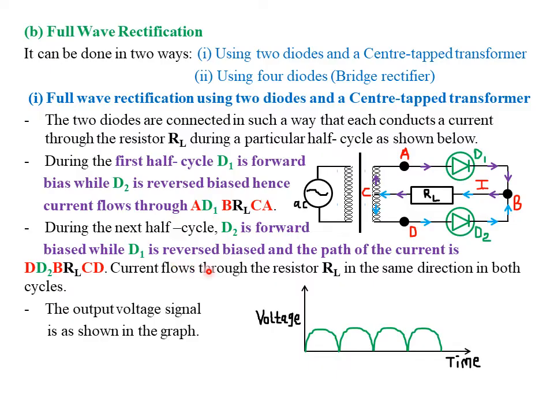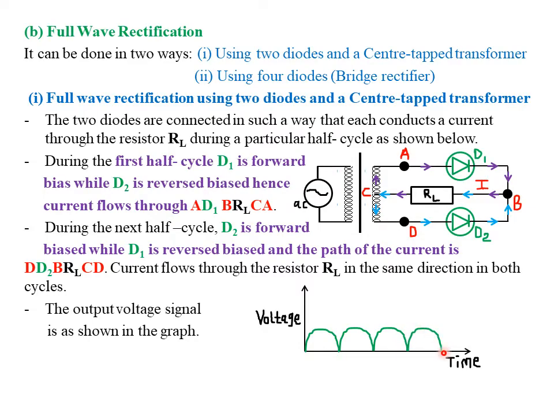Then the current flows through the resistor load RL in the same direction in both cycles. So the output voltage signal is as shown in the graph. So this is the voltage, and this is against time. So you can see, unlike in half-wave rectification, whereby one of the cycles was getting lost, in full-wave rectification both cycles are retained. This is the first half cycle, then this is the next half cycle, then back to the first half cycle, then the next half cycle.